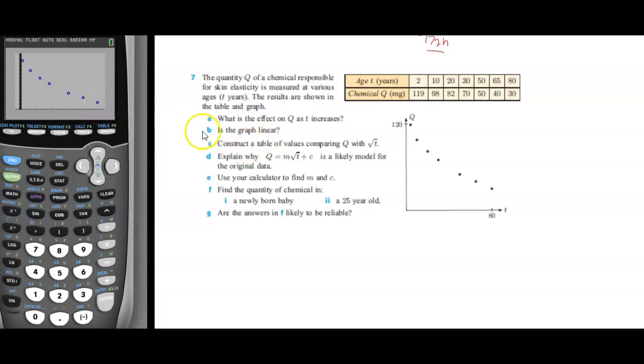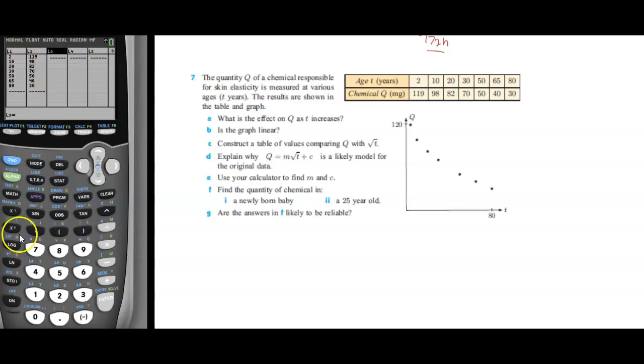We don't know, right? Construct a table of values comparing Q with square root of t. Okay, so they're giving us a proposal that maybe Q is linear with square root of t instead of with t. So there's a way to do that easily. Now that you already put everything into stat edit, we could take all of our values of t, which are this first row, and we could change them to square root of t. You can put the cursor on top of L3 and put square root of L1 and it'll change all the values from L1 to L3 taking the square root.